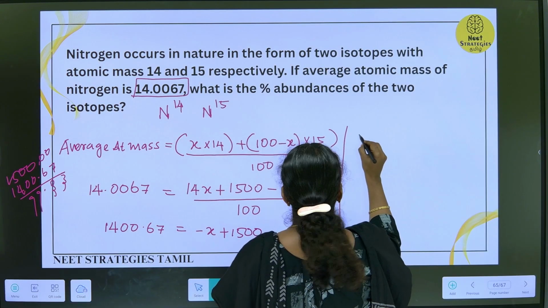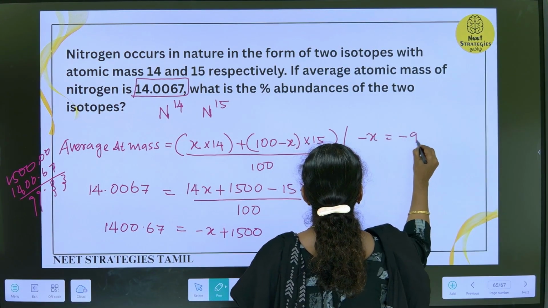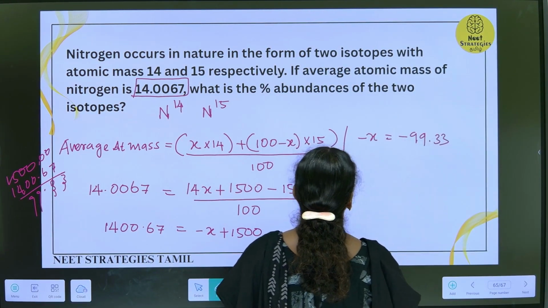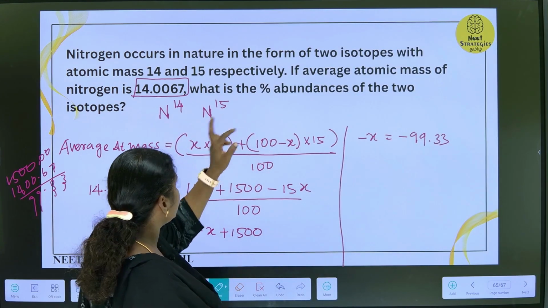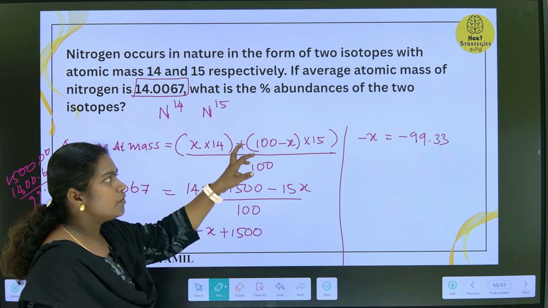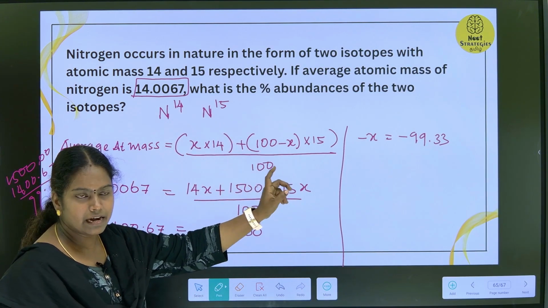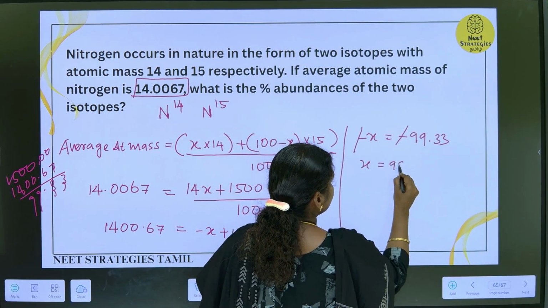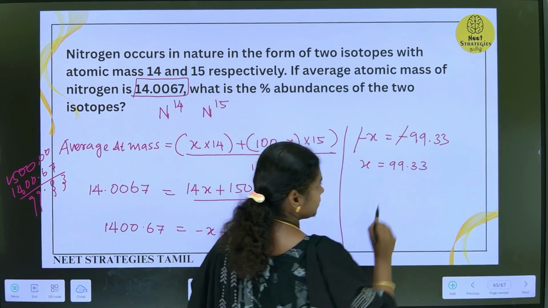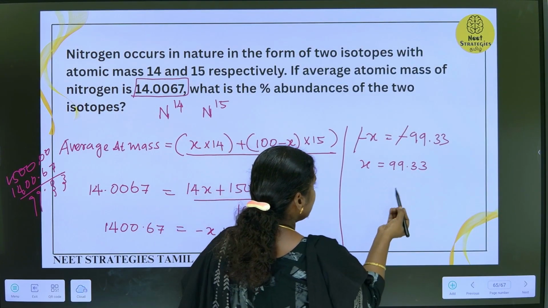So minus x is equal to minus 99.33. They have asked for the percentage of both. So nitrogen-14 is available at 99.33. The minus signs cancel, so x is equal to 99.33.